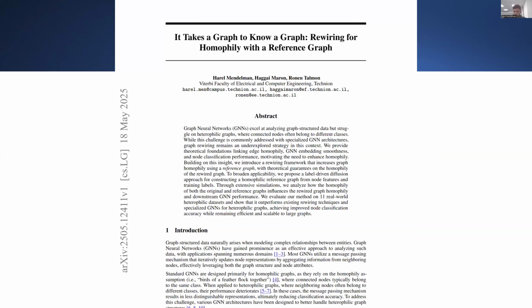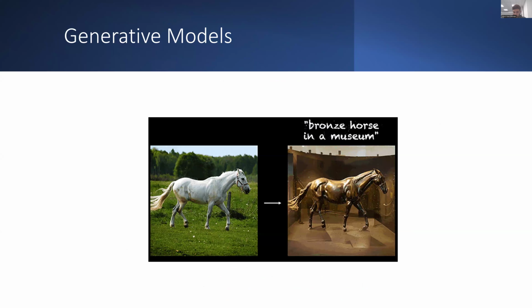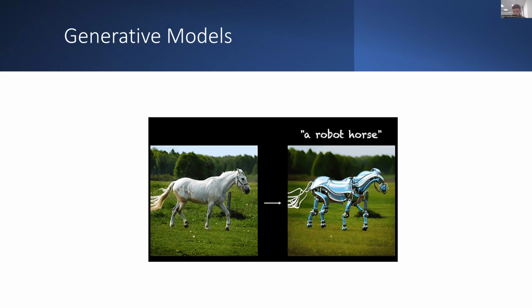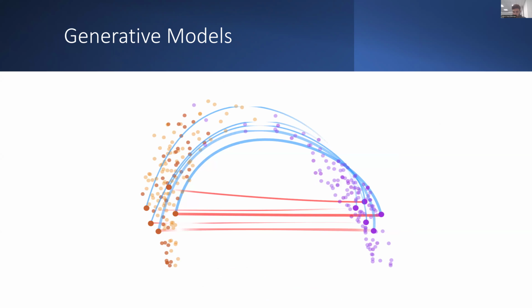Finally, I turn to data generation. Generative models are used today to generate different types of data, for example, images, as you can see here. I'm currently working on modifying the generation process in existing generative models so that it respects the underlying data geometry.